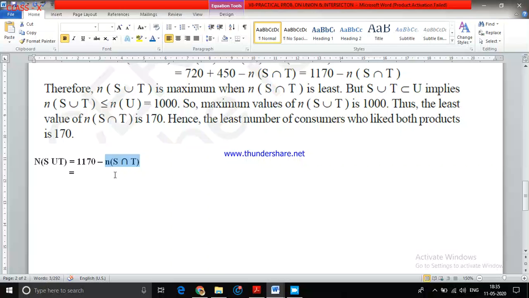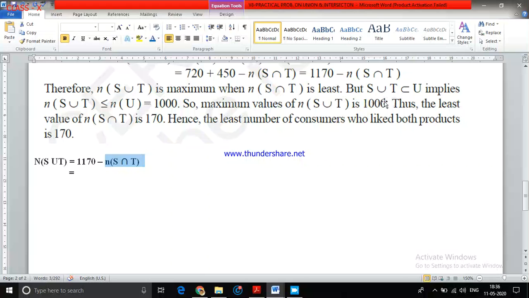For example, if I subtract 100, then what you get? 1070. So n(S union T) is 1070. If I subtract 200, then you will get 970. As n(S intersection T) keeps increasing, the value after subtracting from 1170 becomes smaller. But if I take these values smaller and smaller, then the result will go bigger and bigger. So that is the meaning of n(S union T) is maximum when n(S intersection T) is least.